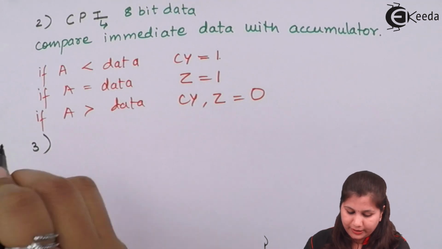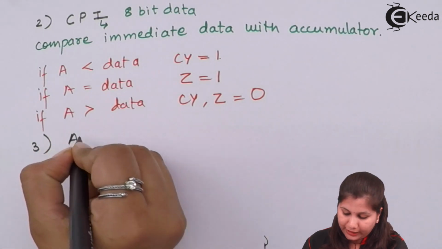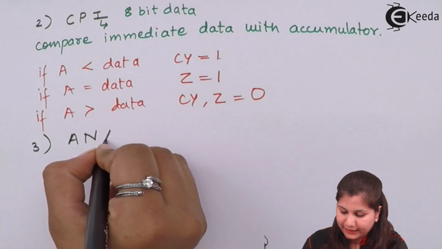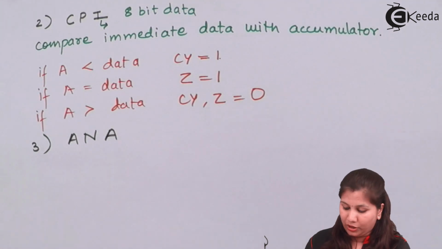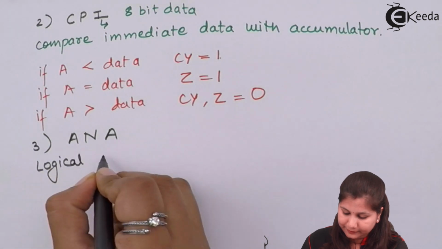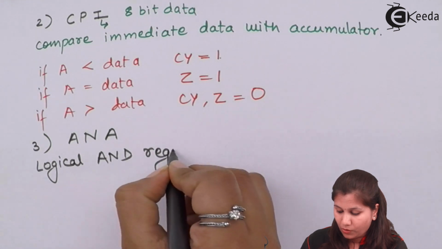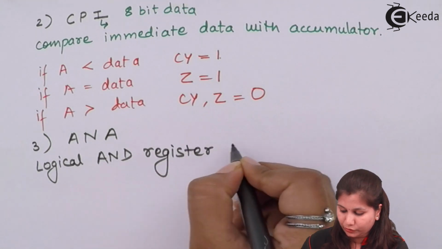Next instruction is the logical AND instruction, and for that we have the mnemonic ANA. This is going to logically AND the register or memory with the accumulator.